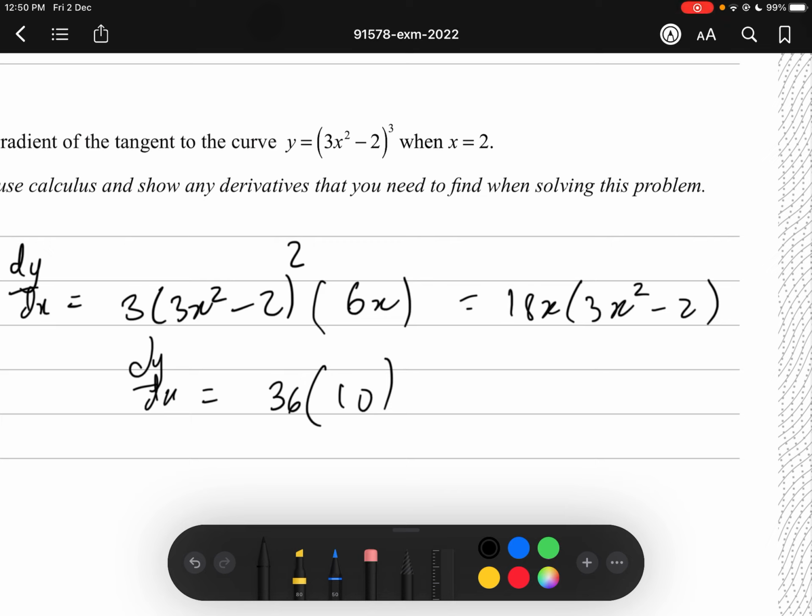So that will be equal to that is equal to that is equal to 10 squared is 100, 100 times 36, add 2 zeros is 3600. And that should be another simple achieved question there.